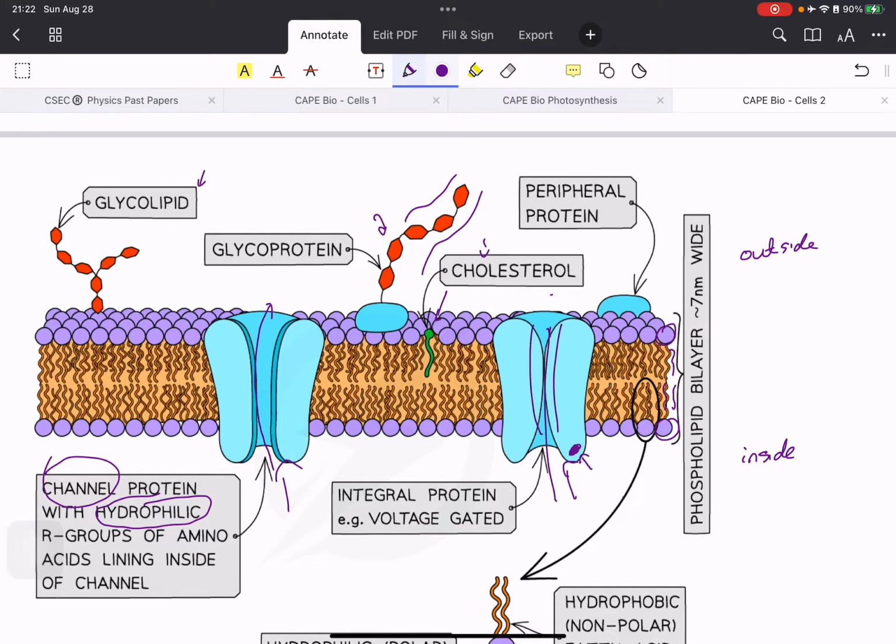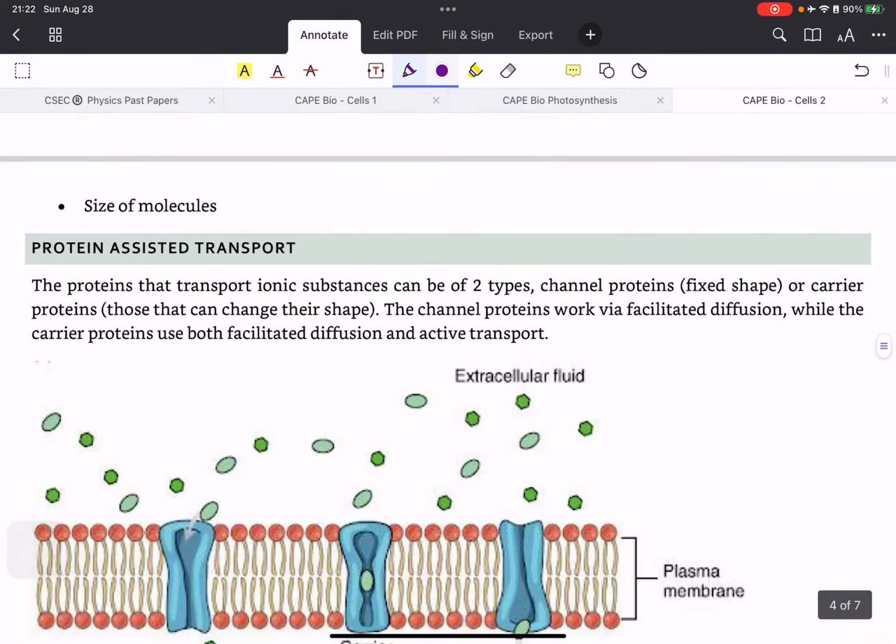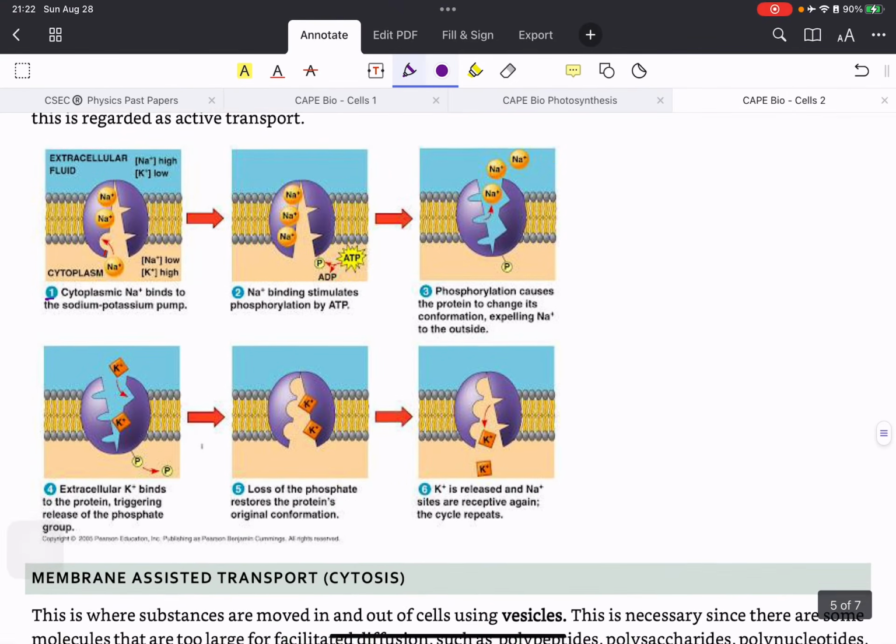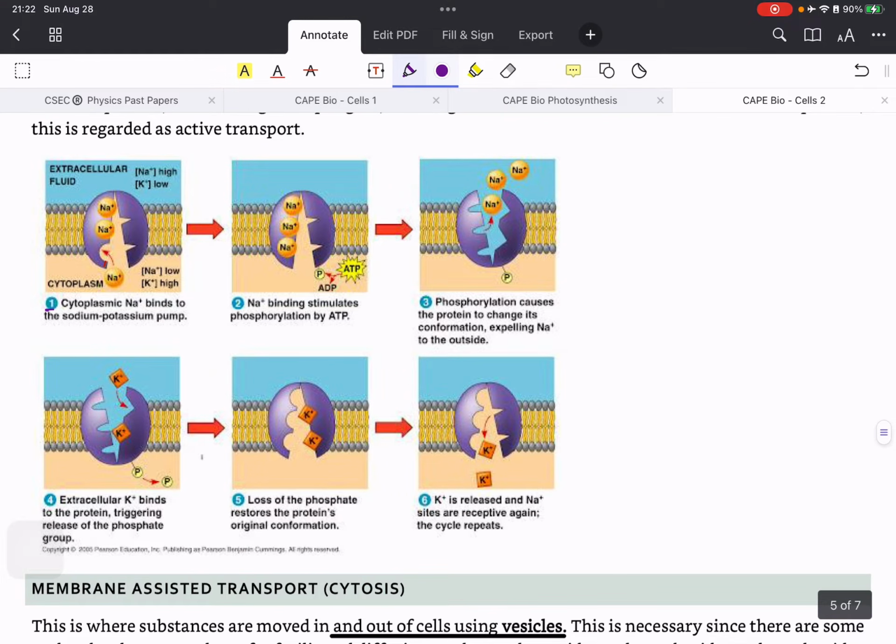Active transport. You would have heard about active transport already. So let me go down to another diagram here that shows active transport right over here. Right? So active transport, unlike diffusion and facilitated diffusion, is the movement of molecules against the concentration gradient. So remember, diffusion was down a concentration gradient, right? So in order to make this happen, we need energy to push the molecules across the concentration gradient, right? So the energy is in the form of ATP, right?